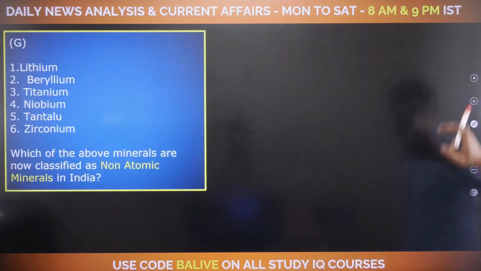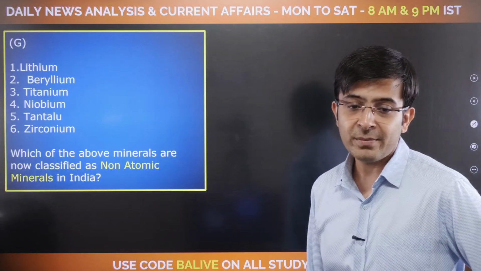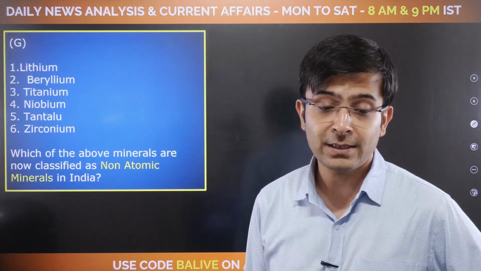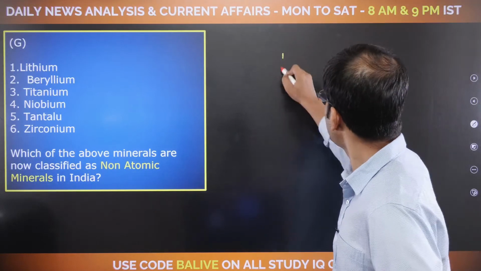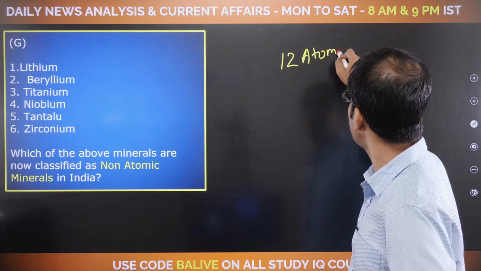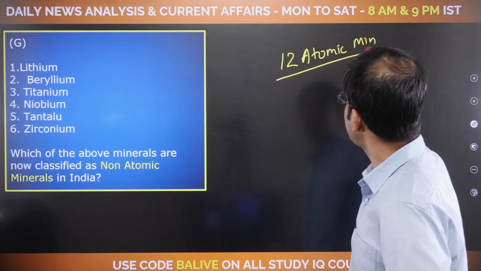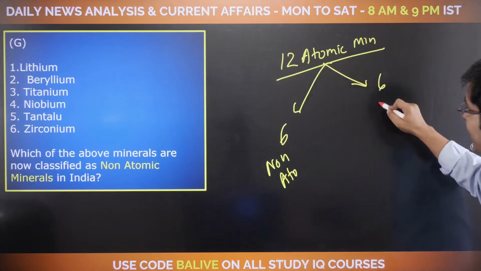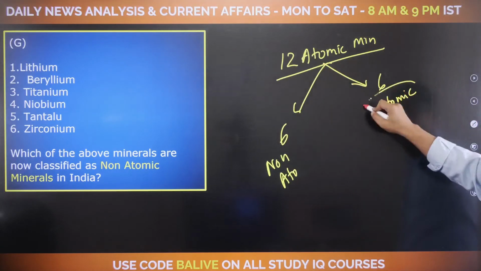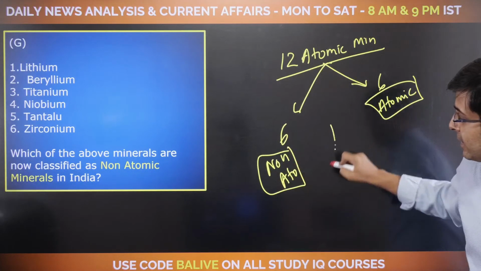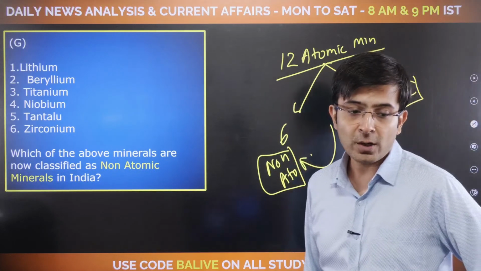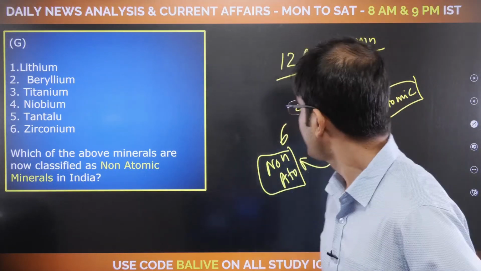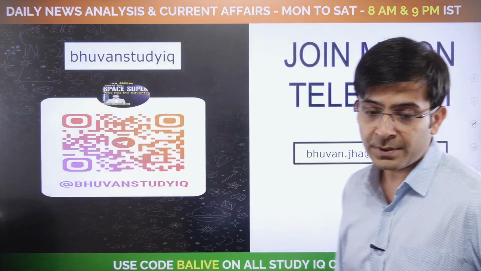Alright. Let's look at the next one. Lithium, beryllium, titanium, niobium, tantalum, zirconium. Which of the above are now classified as non-atomic minerals? I have told you that out of the 12 atomic minerals that existed, 6 are now classified as non-atomic, whereas 6 still remain as atomic. Okay, so you need to identify both sets. In this, you will answer which are the non-atomic minerals that have been amended by the House. Clear? All right. Okay, so that completes our 3 classes.